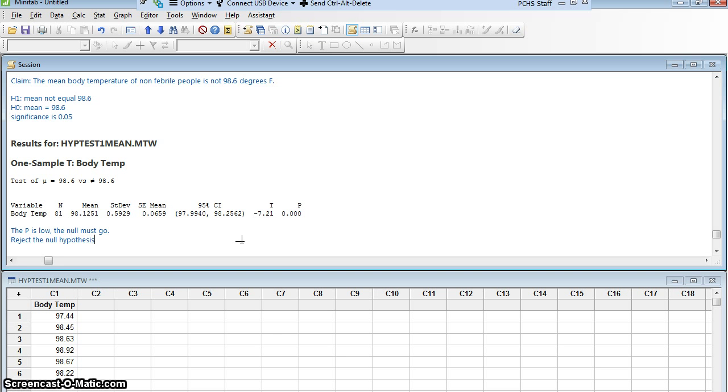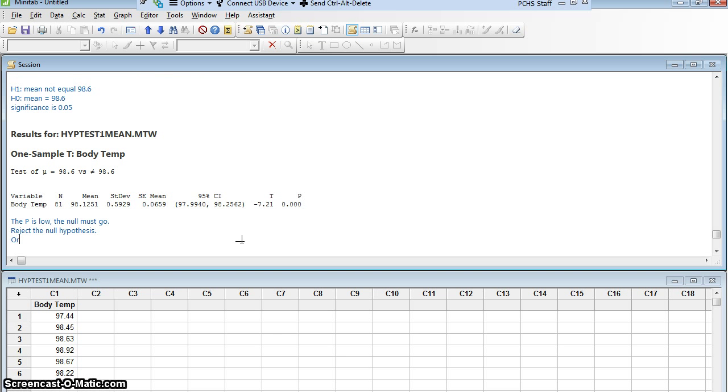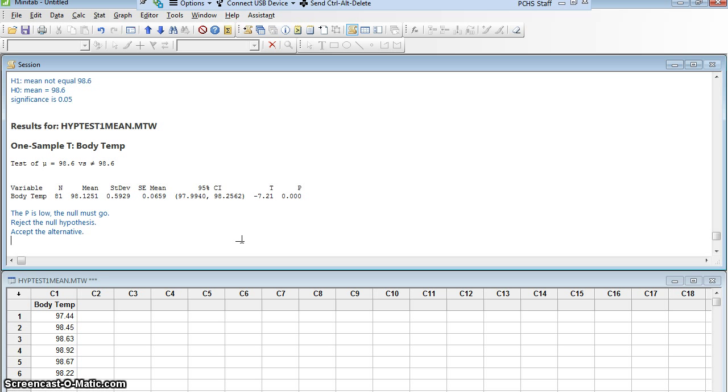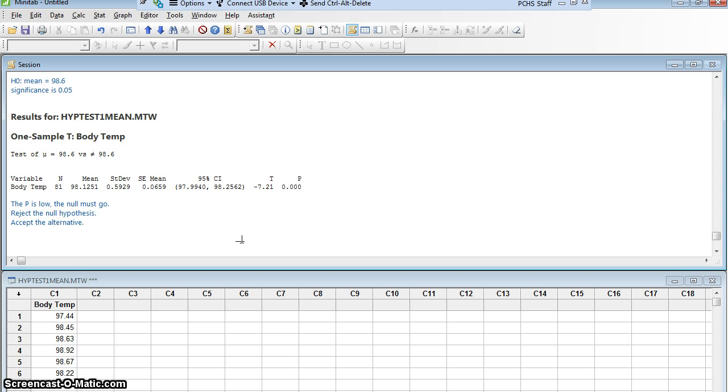And since my original claim was the alternative, that also means I can accept the alternative. Remember, I can never accept a null, but I can accept an alternative hypothesis. So my conclusion is there is sufficient evidence to warrant the claim that the mean body temperature of non-febrile people is not 98.6 degrees Fahrenheit. Excellent.